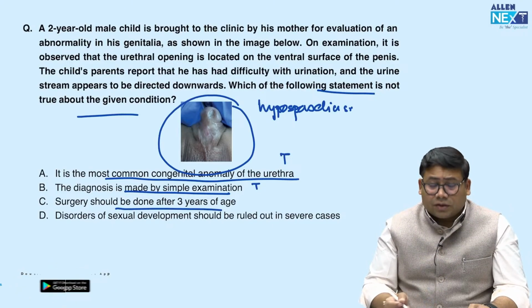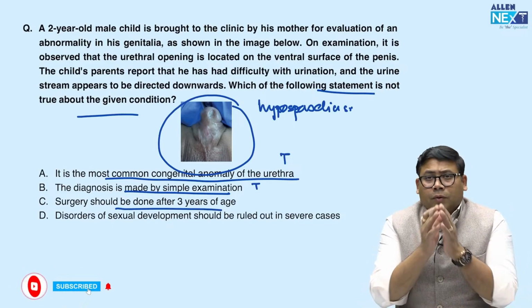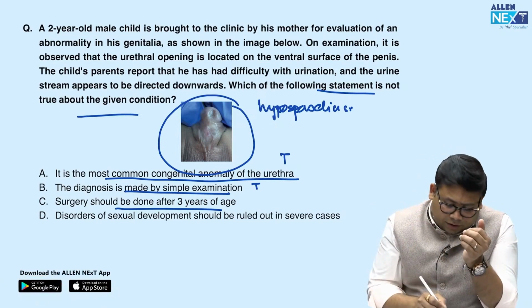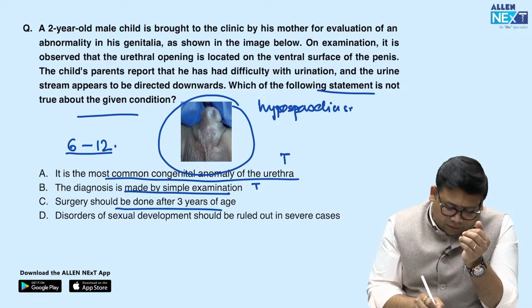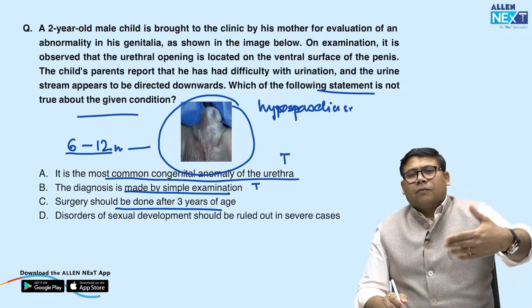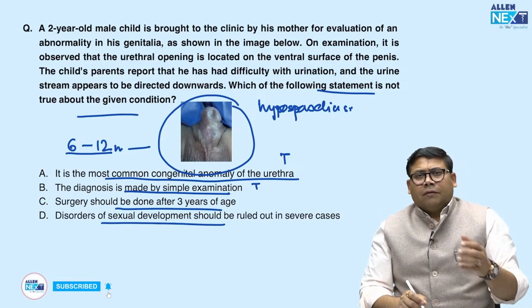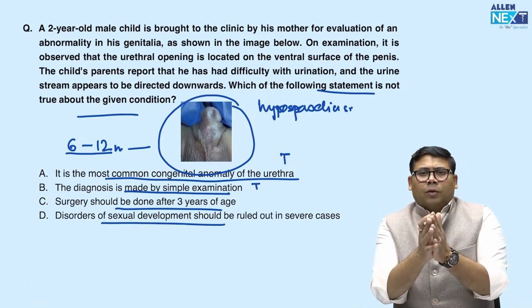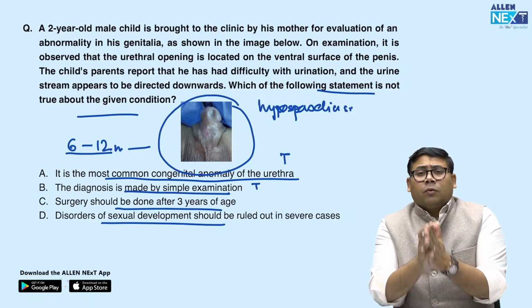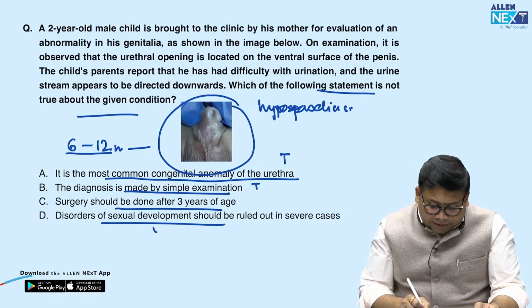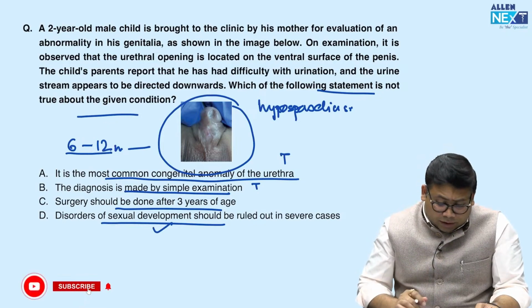Surgery should be done after 3 years. No, you can say the orthoplasty, the curvature correction, is started between 6 to 12 months, and glanuloplasty can be deferred as long as up to puberty also. Disorders of sexual development: this is because of the defective tubularization of the urethral plate, which may be due to defective androgens or androgen receptor. That is why disorders of sexual development should be ruled out in this case.